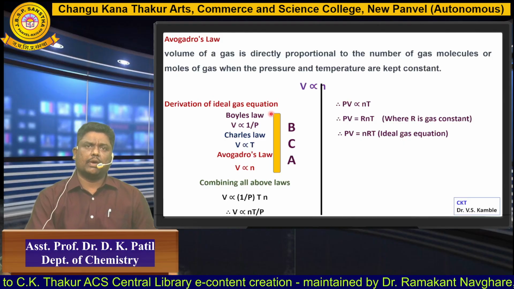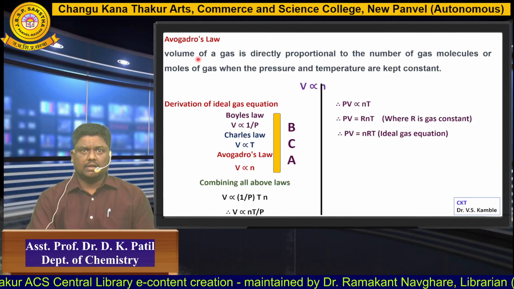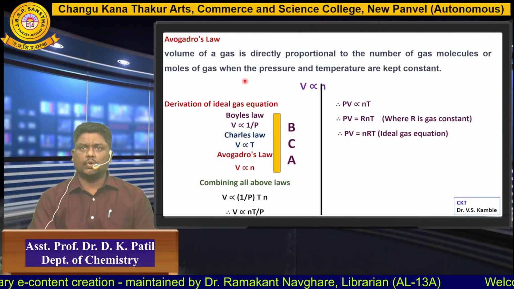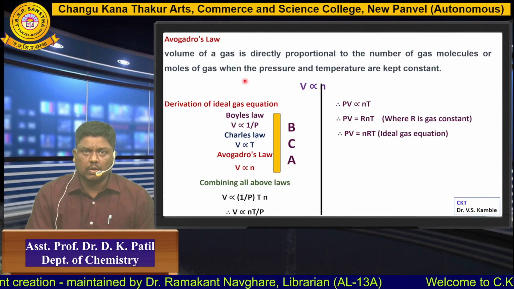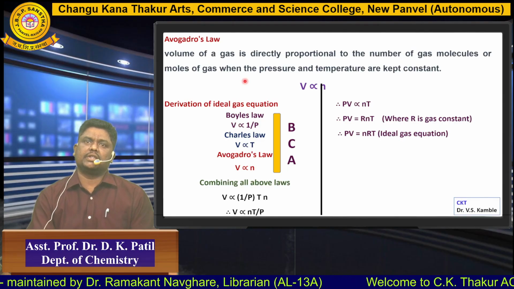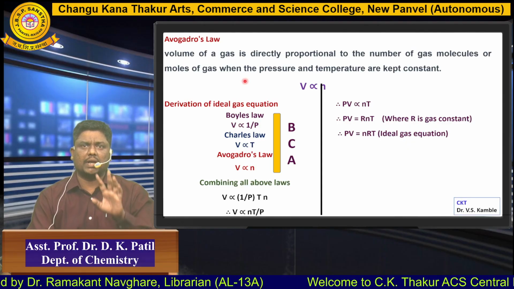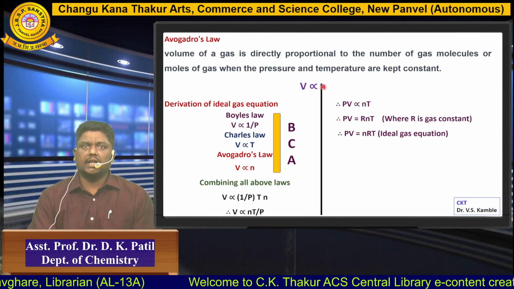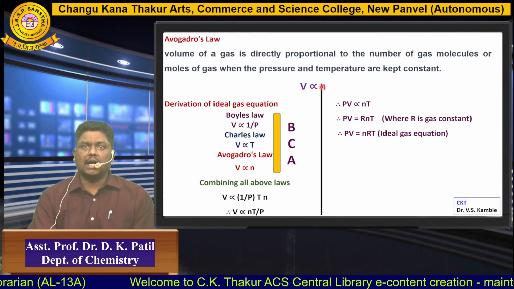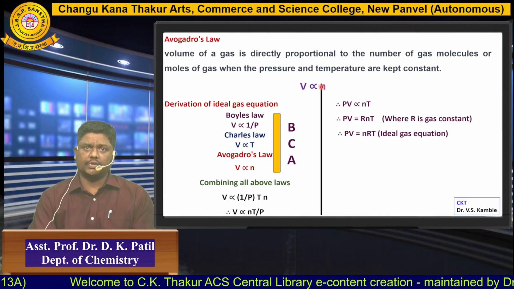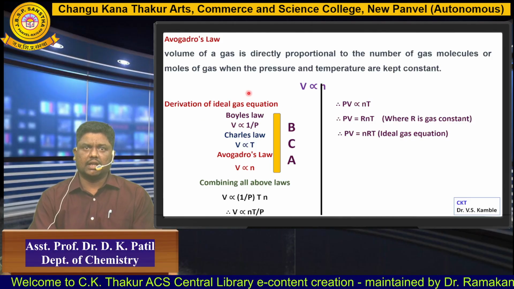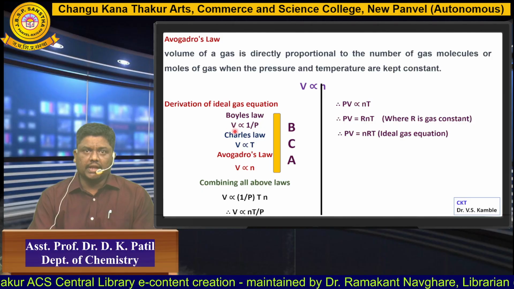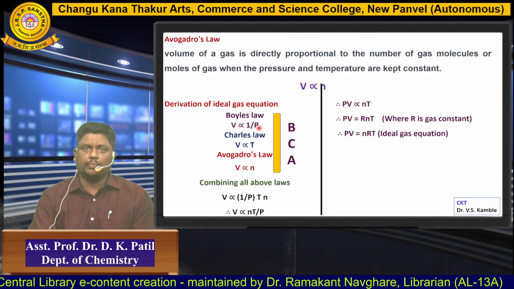Now the last law we know is Avogadro's law, and that is another statement. The volume of a gas is directly proportional to the number of gas molecules or moles of gas when pressure and temperature are kept constant. In Avogadro's law, two parameters are kept constant. Therefore V, volume, is directly proportional to the number of moles. And how to derive the ideal gas equation using these different laws? Again, another hint is that in the case of Boyle's law, V is inversely proportional to pressure.